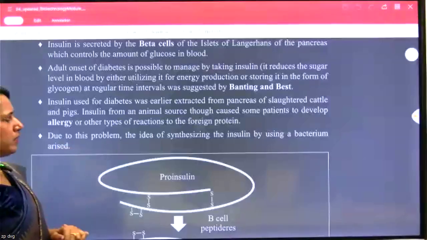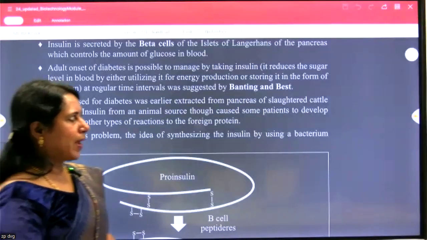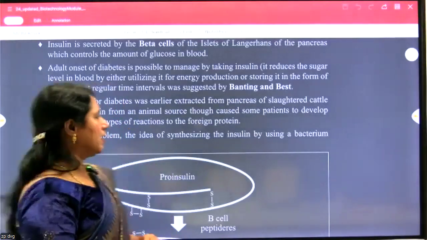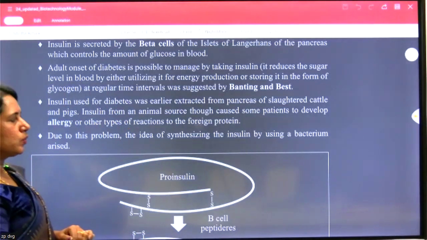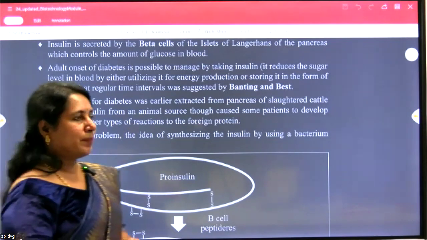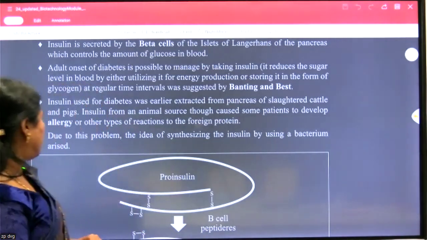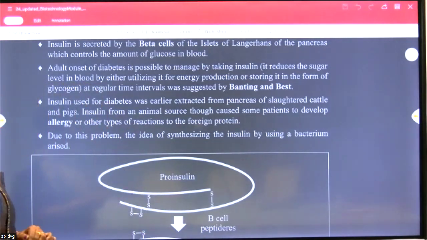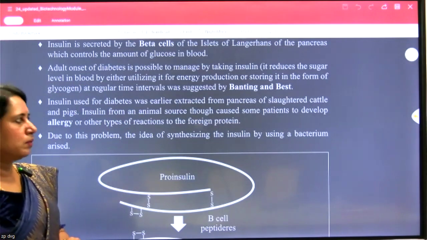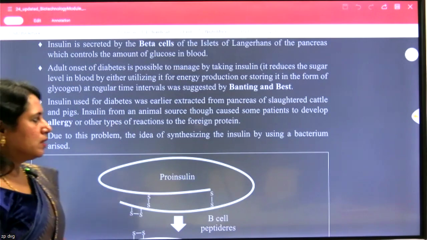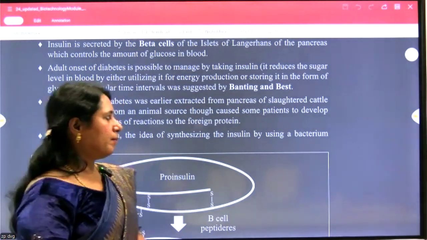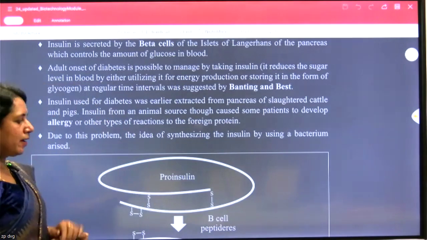Insulin used for diabetes was earlier extracted from the pancreas of slaughtered cattle and pigs. Insulin from an animal source, though, caused some patients to develop allergy or other types of reactions to the foreign protein. Due to this problem, the idea of synthesizing insulin using a bacterium arose.